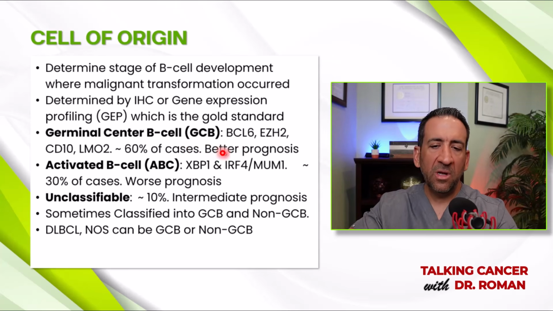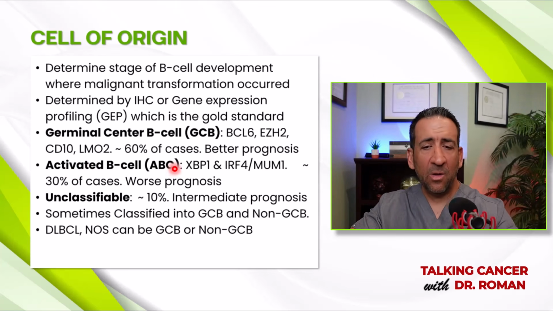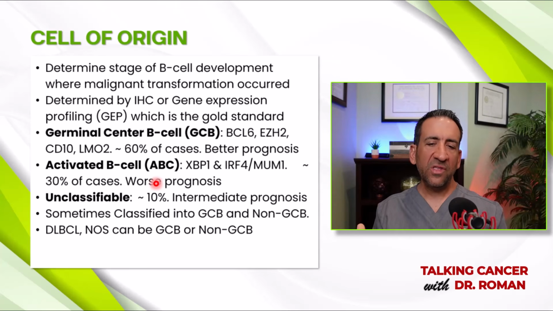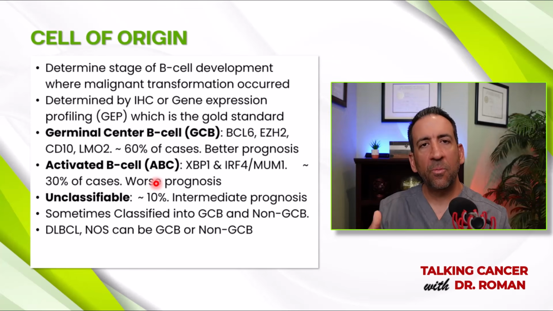Now, the other possibility is what we call an activated B cell, or ABC for short. And this simply means that when they perform these tests, you have an XBP1 and an IRF4 MUM1 finding. And this is seen in 30% of cases, and this one carries a worse prognosis. So here's another test that, by determining the cell of origin, also provides prognostic information.